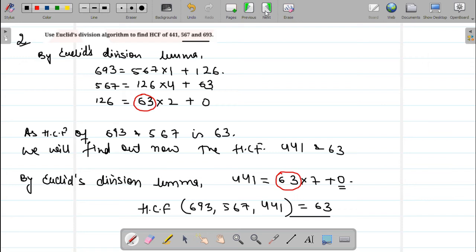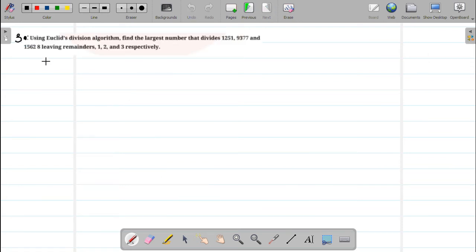I have another one here, a little more difficult than this one. Using Euclid's division algorithm, find the largest number that divides 1251, 9377 and 15628 leaving remainders 1, 2, 3 respectively.